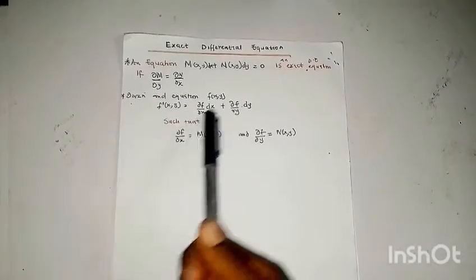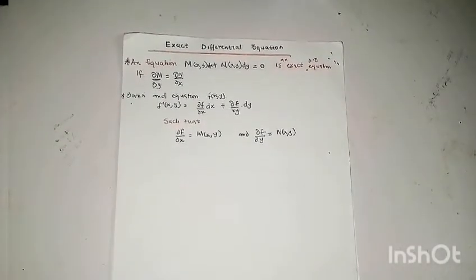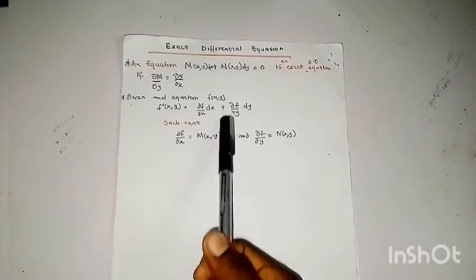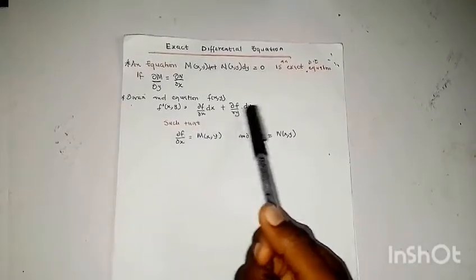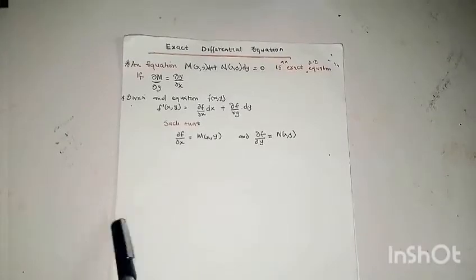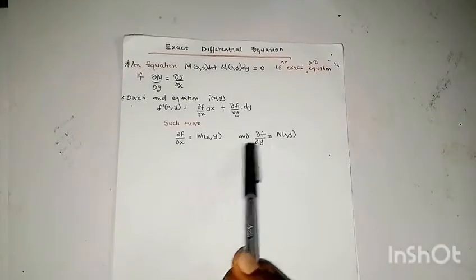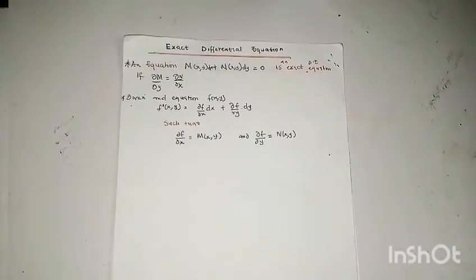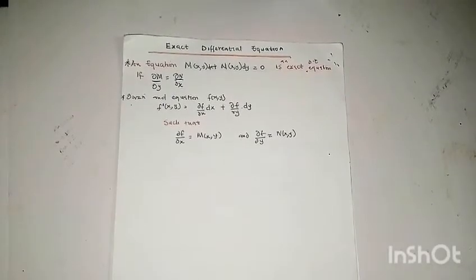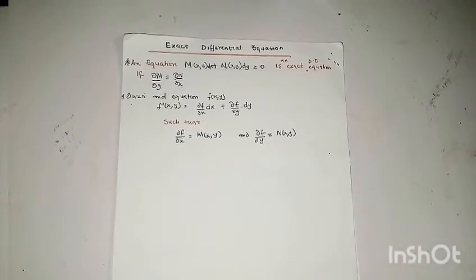Then, given any function f which is a function of x and y, differentiating that function we have the derivative of f with respect to x dx plus the derivative of f with respect to y dy, such that ∂f/∂x is equal to M, which is a function of x and y, and ∂f/∂y is equal to N, which is a function of x and y. So all this will make sense when we start solving a problem. Now let's take an example so you understand what I mean.